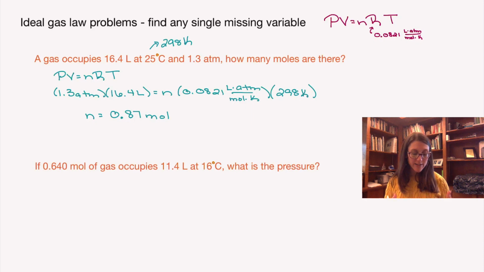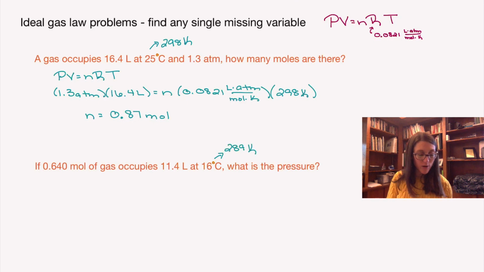A second example of this is down below. I've got 0.640 moles of a gas. It occupies 11.4 liters at 16 degrees Celsius. What's the pressure? Again, one gas, one moment in time. We're using the ideal gas equation. Then we need to check our units. I've got moles, that's good. I've got liters, that's good. I've got degrees Celsius, not good. So we're going to convert 16 degrees Celsius to 289 Kelvin.